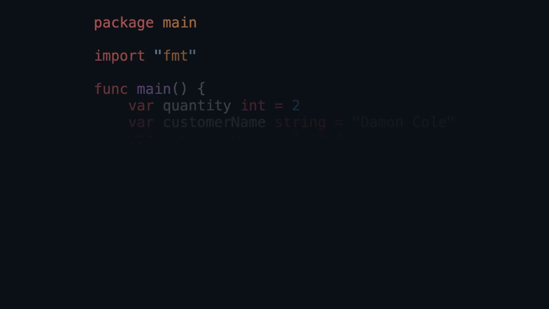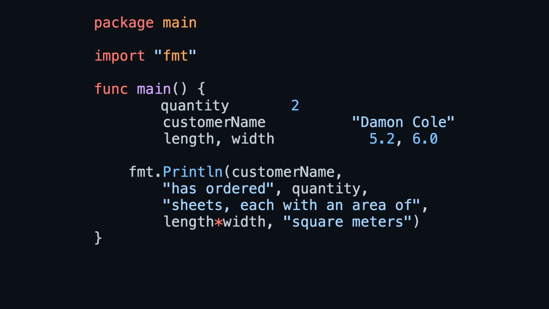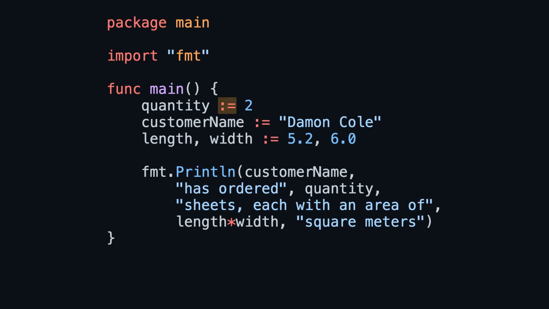In the previous example, we declared variables using the regular method. We explicitly declared the type of each variable and then assigned values to them. For example, we declared quantity as an integer, customer name as a string, and length and width as floating point numbers. After assigning the values, we printed out a message that calculated the area of the sheets ordered. Now, let's update this example to use short variable declarations.